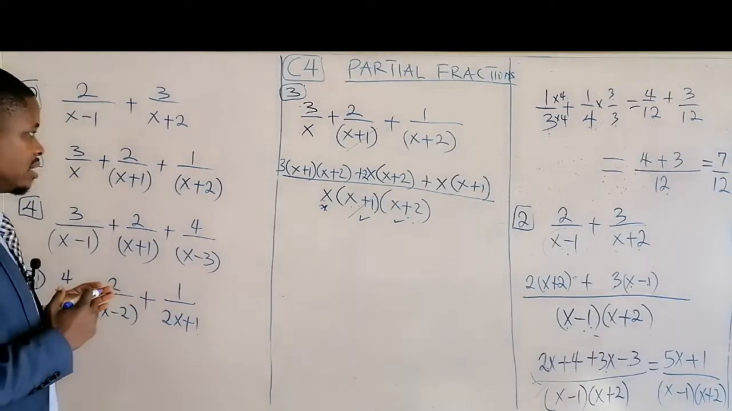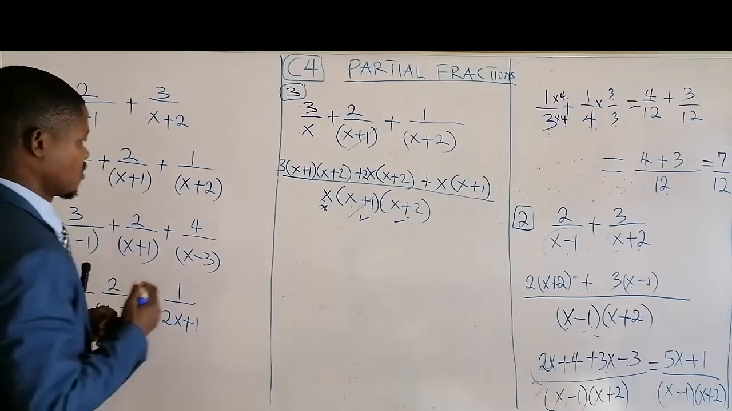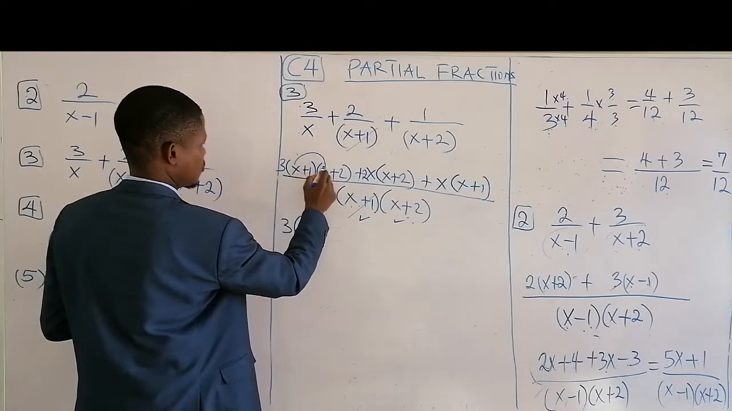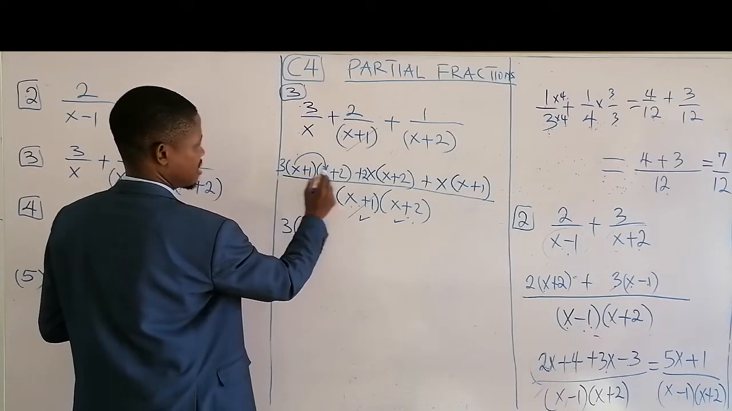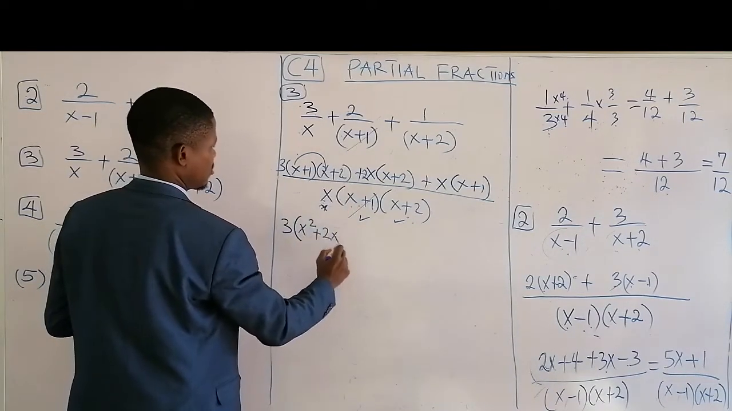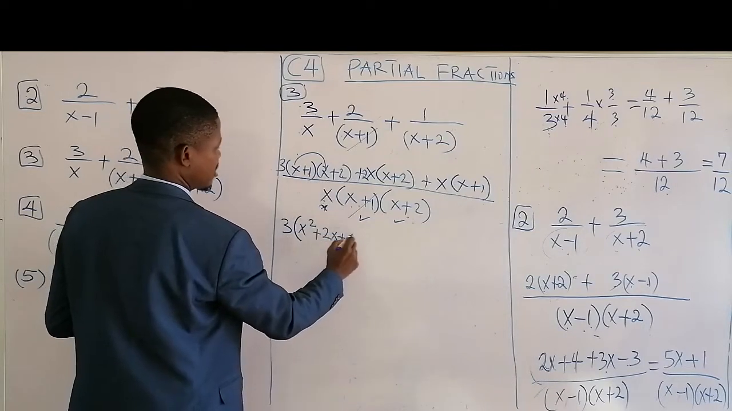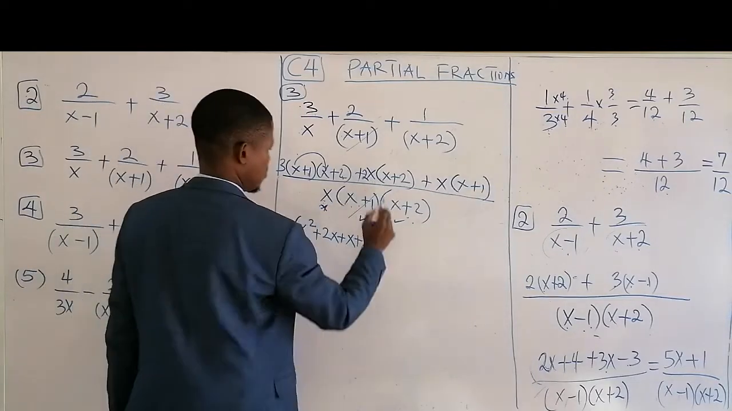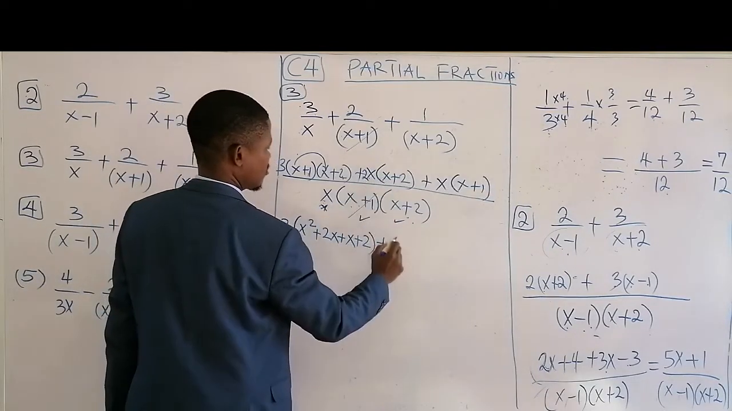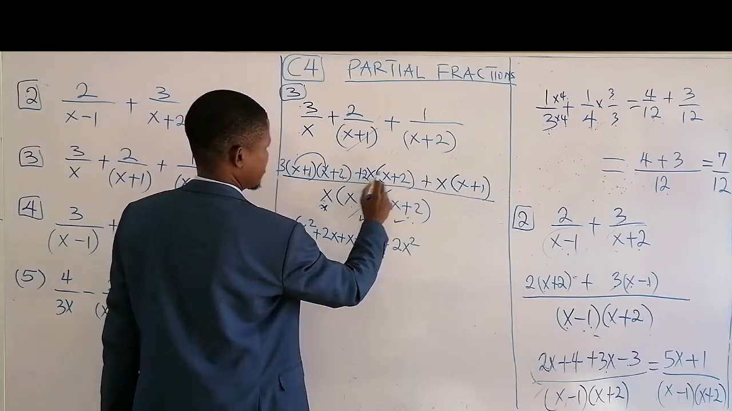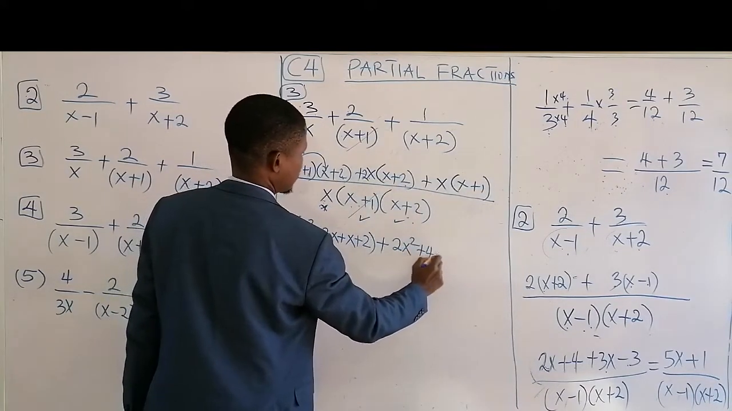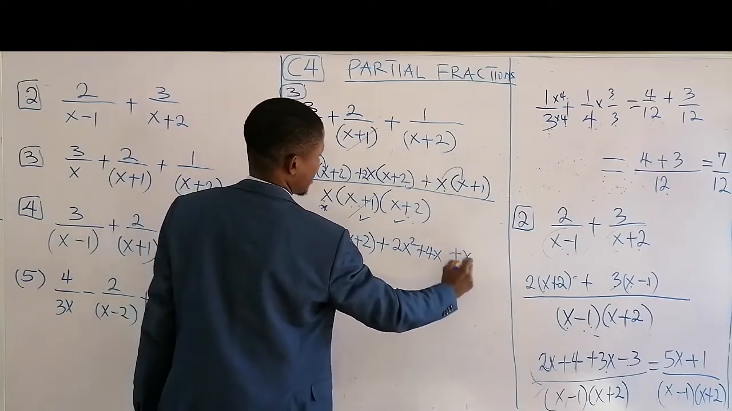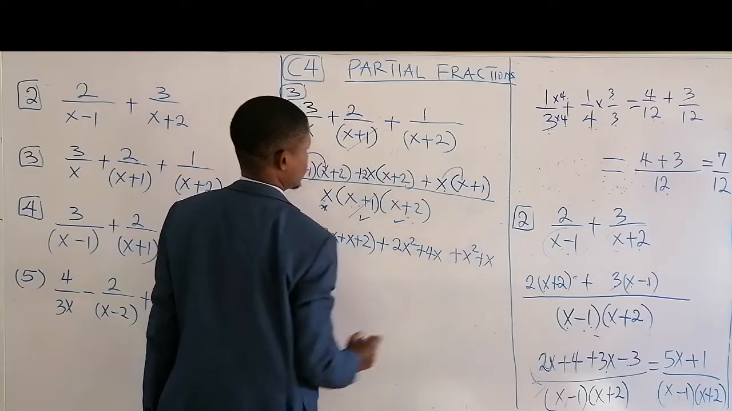The next thing to do now is the expansion. So for this, we have 3. This one times this one, that's x squared. This one times this one, that's a plus 2x. 1 times this, that's a plus x. And then 1 times 2, that's plus 2. Then for this one, plus 2x times this, that's 2x squared. 2x times 2, that's a plus 4x. And finally, this times this, that's a plus x squared, and then plus x all over this.